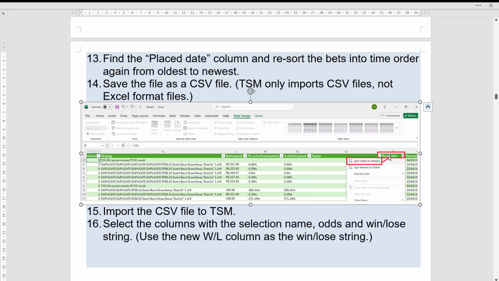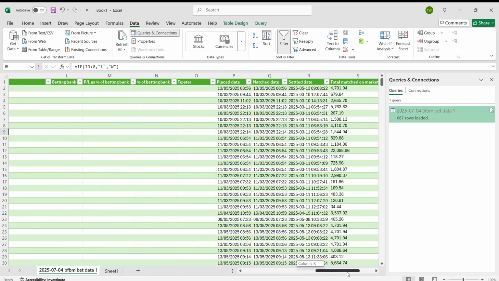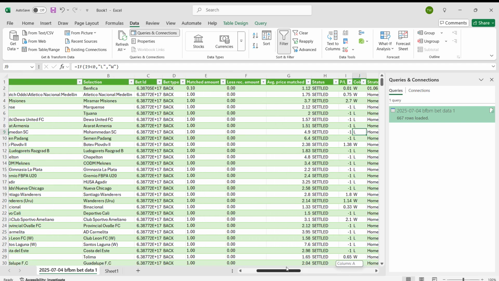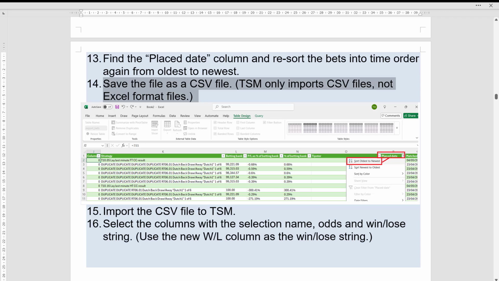So yeah, find the place date, left click here and sort from oldest to newest. Where is it? Place date, left click, sort oldest to newest. Great. And now it's all in the right order for me. And then we need to save this as a CSV file, and that's ready to import into TSM.